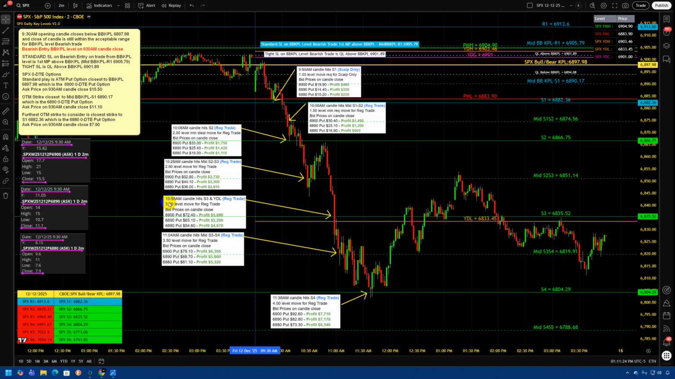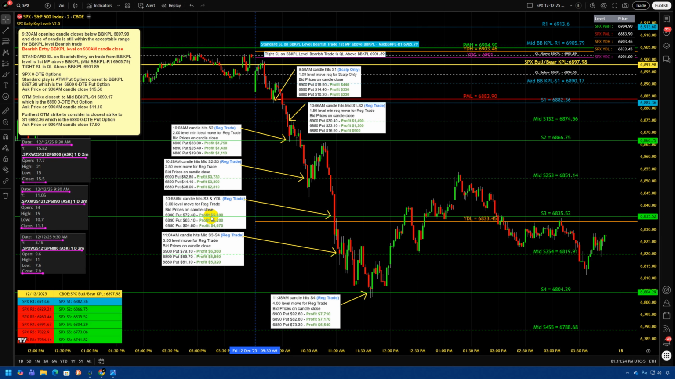All right, so on this 10:58 a.m., it hits both the S3 level and the YDL level. That's a 3-level move on a regular trade. Now we have bull bear key price levels: S1 is 1 level, 1.5, 2, 2.5, 3.